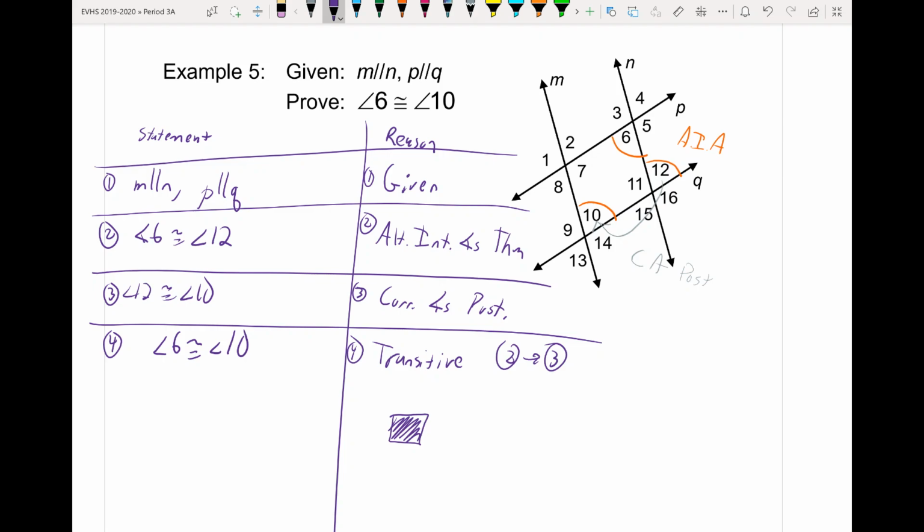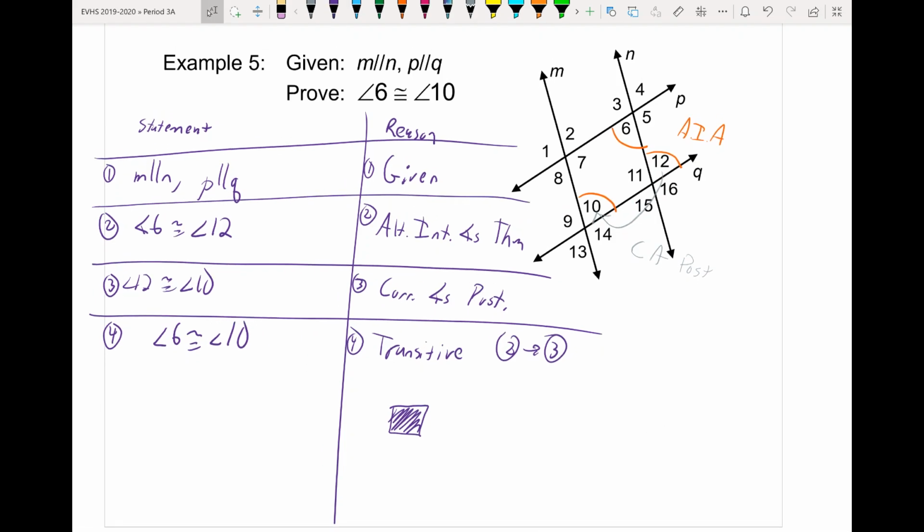Okay, wait, I got an alternate theory here. Let's see. 6 to 2, 2 to 8, 8 to 10. That would work if you did it properly. It's a few too many steps in my opinion, but it would get you there. Are you okay with that? Yeah, that would work. So guys, Ryan had a good question.